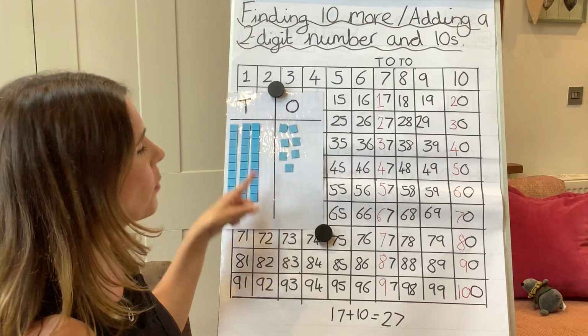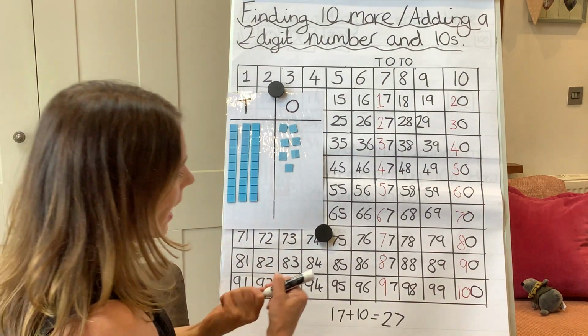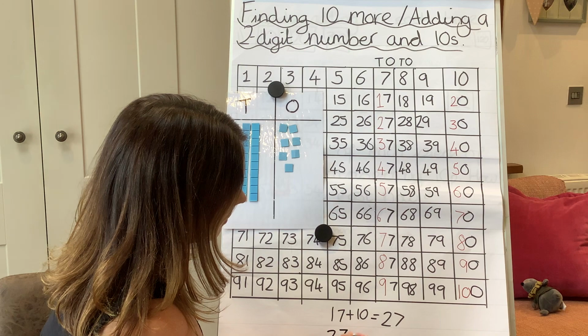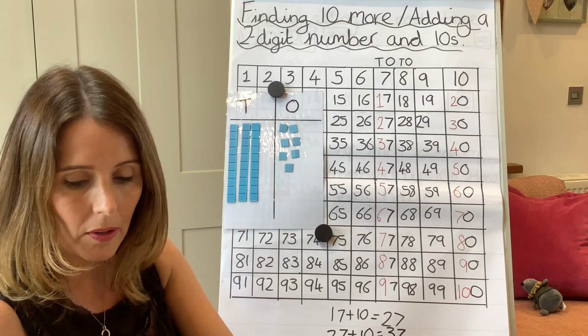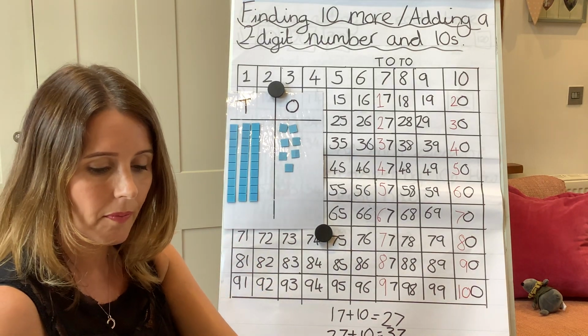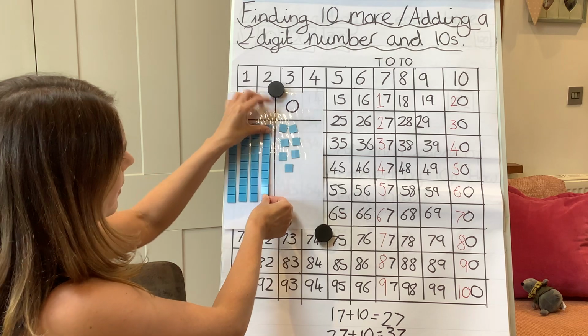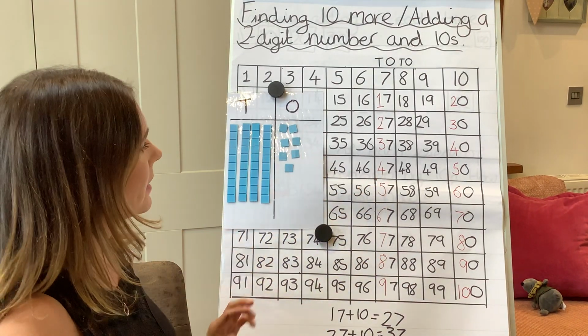Note again that the ones hasn't changed there. And we can keep on going. So we had 27, we added 10, and we've got 37. And we can keep on going to 47, which would take us another 10. The ones remains the same.